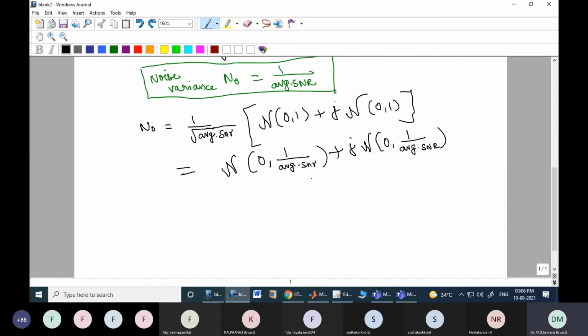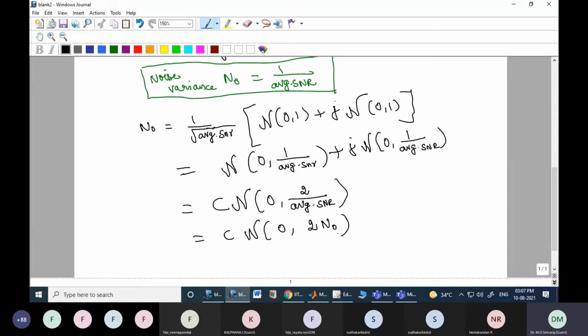1 divided by average SNR, 1 divided by average SNR. So this is basically a complex normal with 0, this plus this, 2 divided by average SNR. We can rewrite it as a complex normal with 0, 2 n naught. I write it as 2 n naught, right?